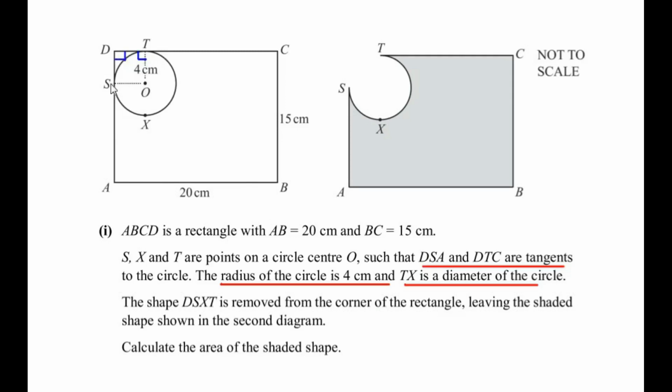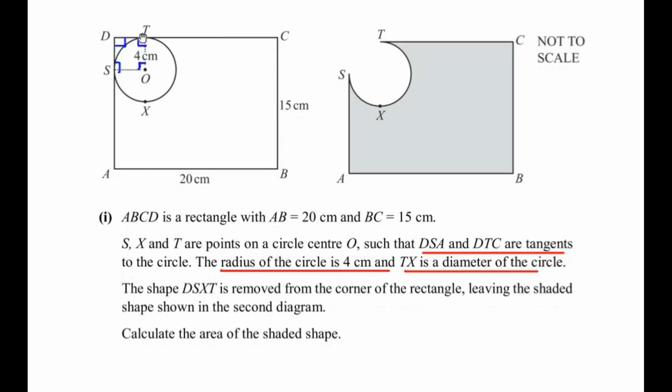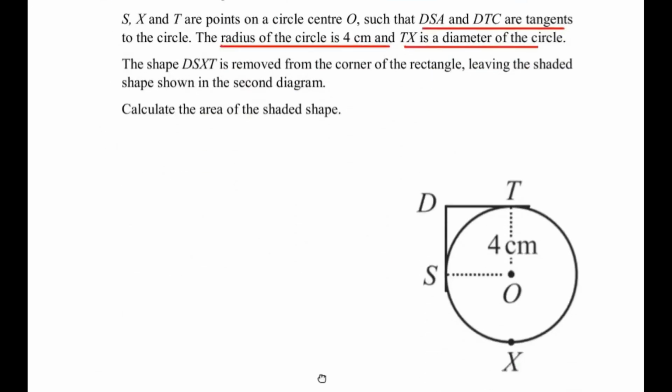Now OS is a radius and DSA is given as a tangent. So again, using the tangent theorem, we can say that the radius makes 90 degrees with the tangent. And since we are considering this as a quadrilateral, that is a square or a rectangle, all the angles should add up to 360 degrees. So angle O also becomes 90 degrees. So let me redraw all the angles over here now.